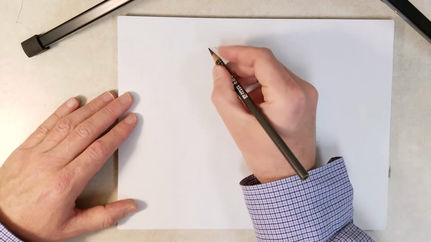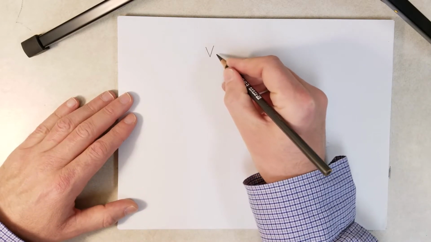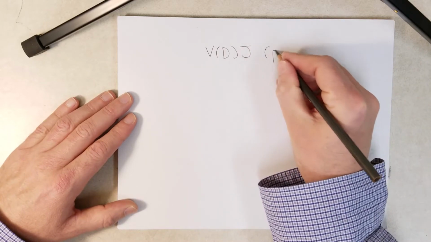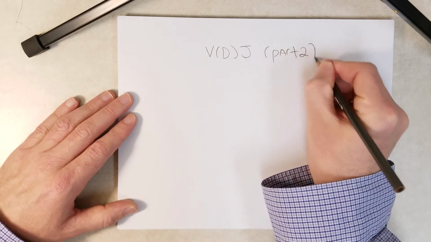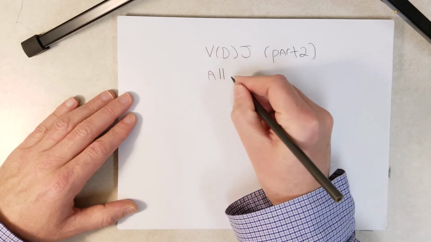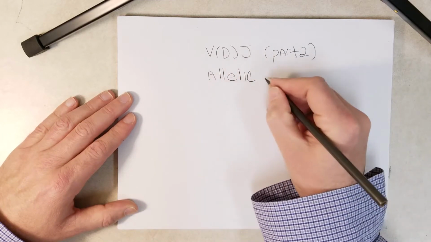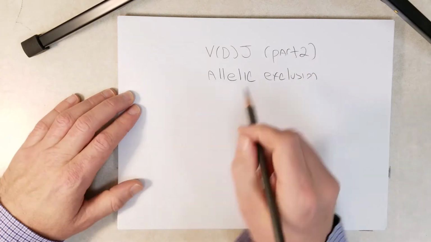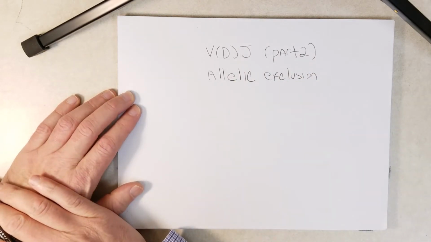Everybody, in this video we are going to take another look at VDJ recombination. This is going to be part 2, and a phenomenon called allelic exclusion, which is related to VDJ recombination.